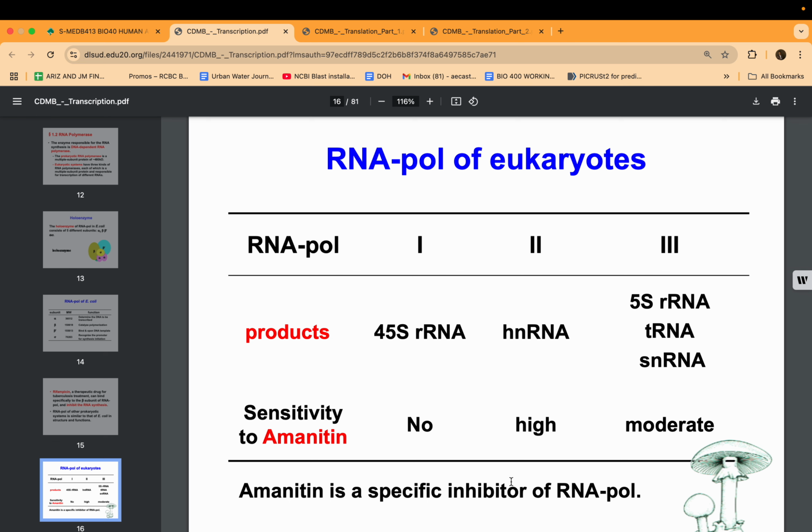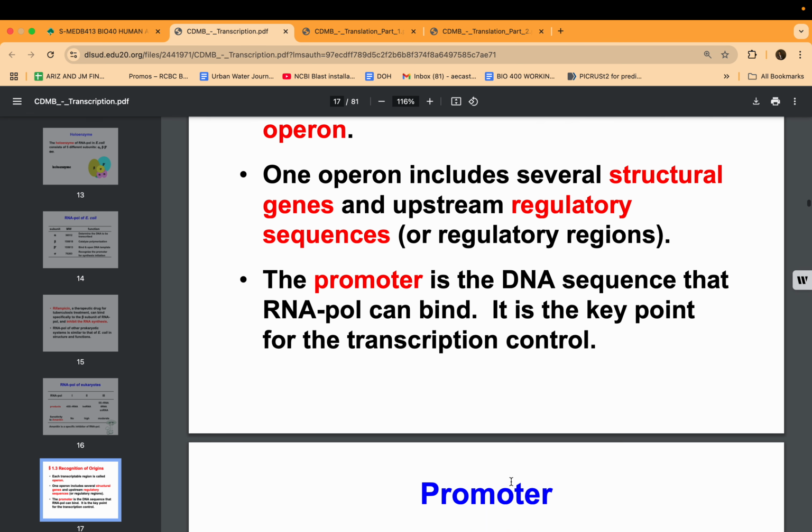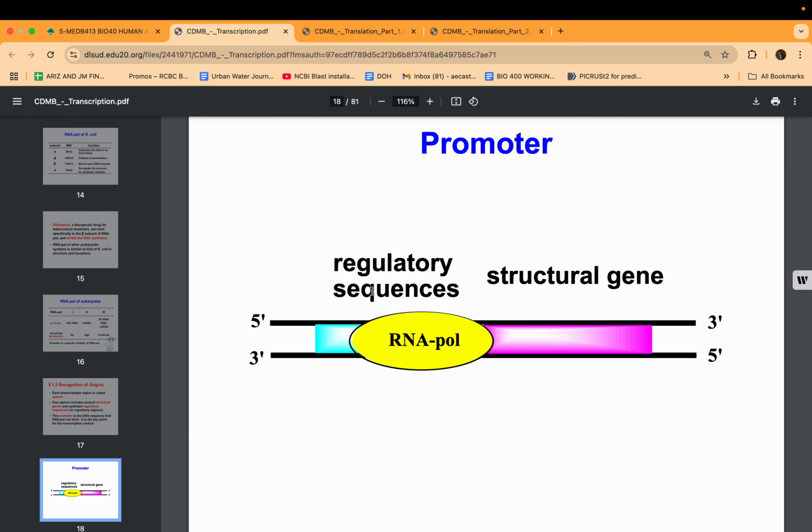Okay. So each transcriptional region that is responsible for a specific product or products is called an operon. And one operon includes several structural genes and regulatory sequences that are upstream to that structural portion, to that transcriptable region. The promoter is the DNA sequence where your RNA polymerase binds, and it's key in the control of transcription. So here, regulatory sequences are upstream to the structural components. So RNA pol attaches to these regulatory sequences.